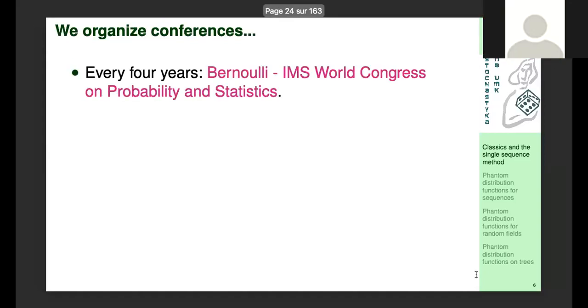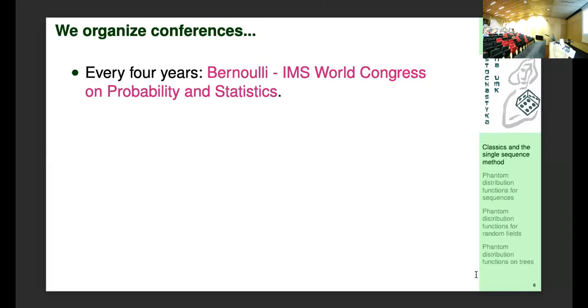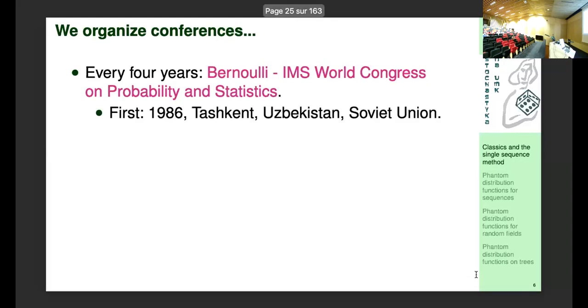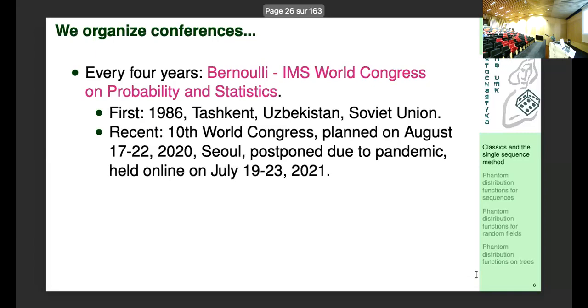We organize conferences every 4 years: the Bernoulli IMS World Congress on Probability and Statistics. This is the proper contemporary name of that. In the past, it was only Bernoulli World Congress. First, let me remind you, it was in '86 in Tashkent, still in the Soviet Union. The recent 10th World Congress was, of course, planned in Seoul. Due to the pandemic, it was necessary to postpone it.